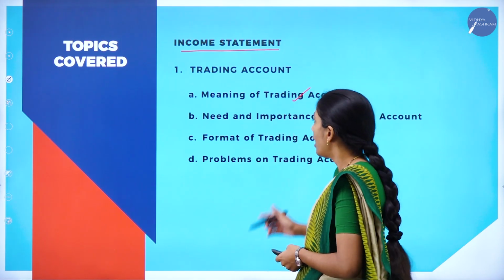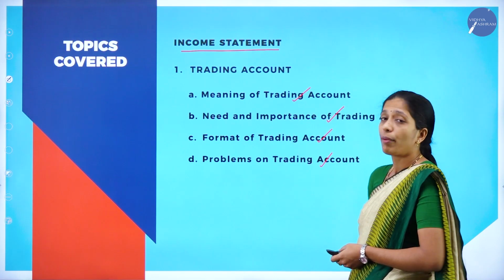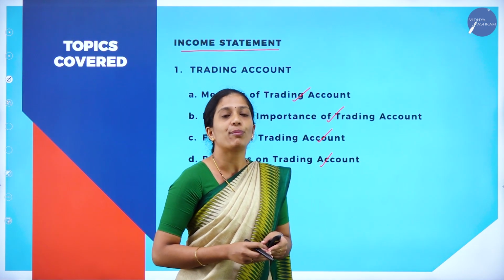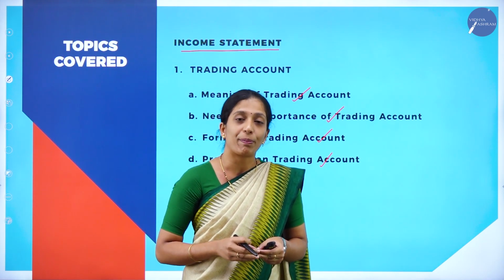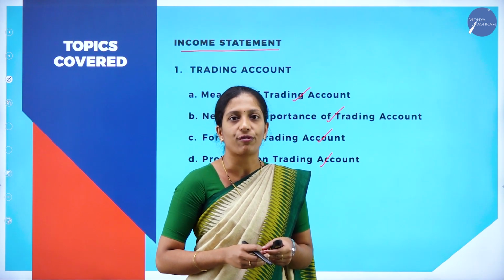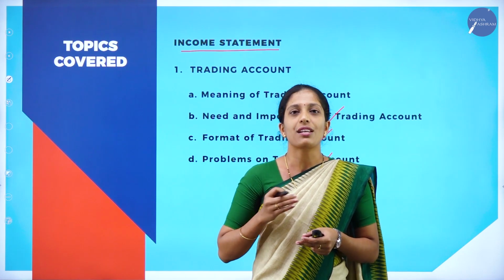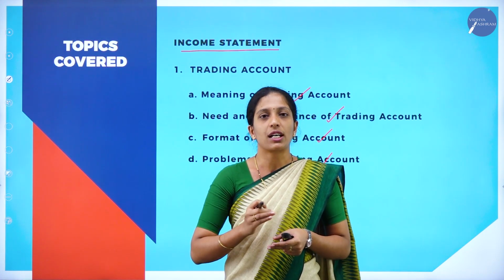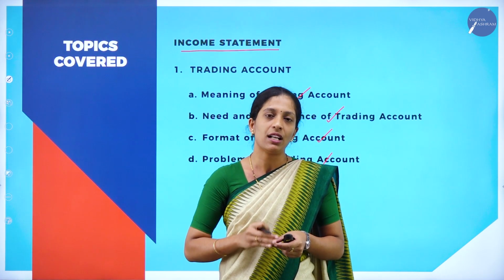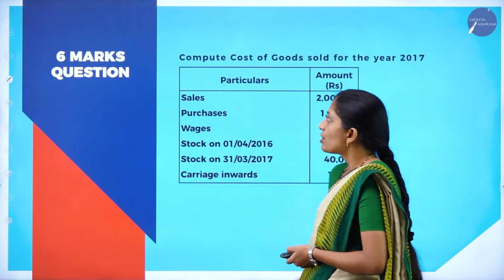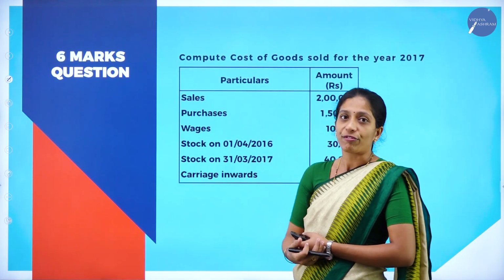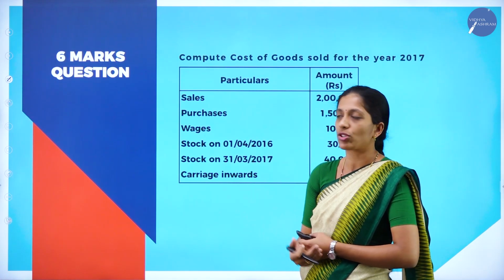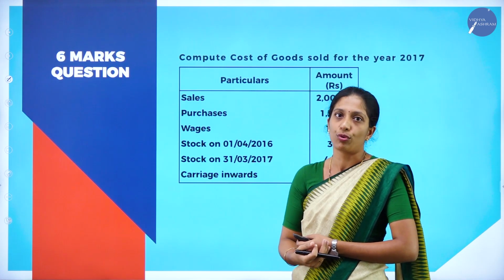Next, we have learned about problems on trading account, a very important question for 6 marks, where they will ask us to prepare the trading account and find out the gross profit or gross loss of the business. These are the few concepts we discussed in our previous session. In today's session, we shall continue with the next part of the income statement, that is the profit and loss account. Before that, we shall see a 6 marks question on computation of cost of goods sold.